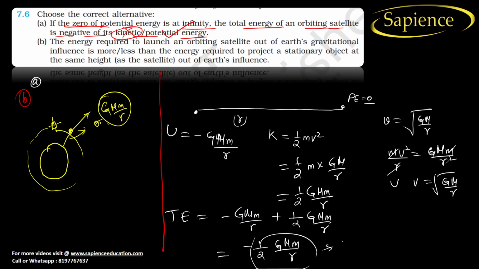But when we talk about the orbiting satellite, it already has kinetic energy. So the energy required to launch will be less for the orbiting satellite. So the energy required to launch the orbiting satellite out of the Earth's gravitational influence is less than the energy required for the projected stationary object, because a stationary object doesn't have kinetic energy, so kinetic energy is already equal to 0, so you have to put in the maximum energy.